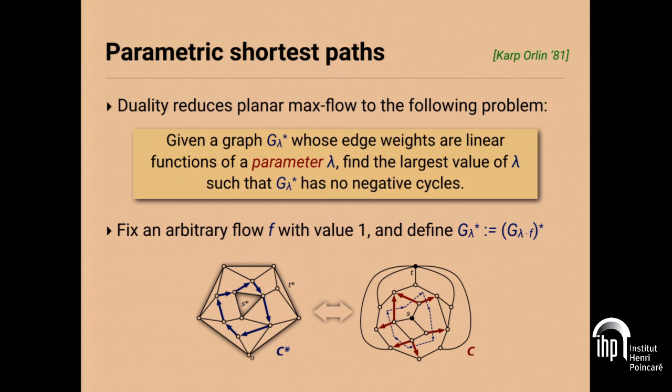Okay. In terms of the dual shortest path problem, what this means is the lengths of the edges that I'm using to define shortest paths are no longer constants. They're now linear functions of this parameter that I'm changing. And Karp and Orlin in the 1980s defined this problem: I have a graph with linearly changing edges, find the range of values for that parameter where shortest paths are well defined.